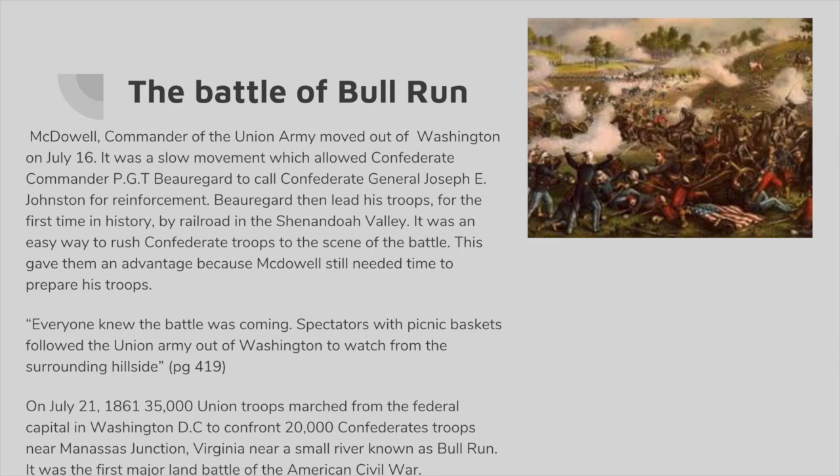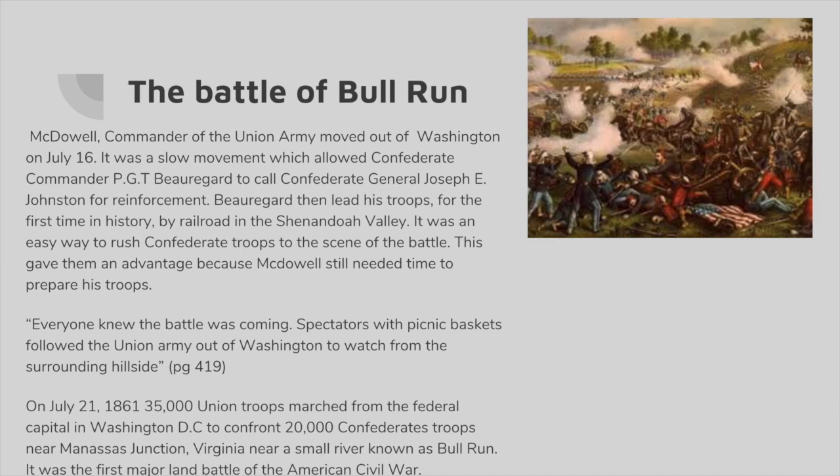I also included a quote from the book. It said, "Everyone knew the battle was coming. Spectators with picnic baskets followed the Union Army out of Washington to watch from the surrounding hillsides. They were very interested in watching this battle because it was the first pretty big battle between the Confederates and the Union Army."